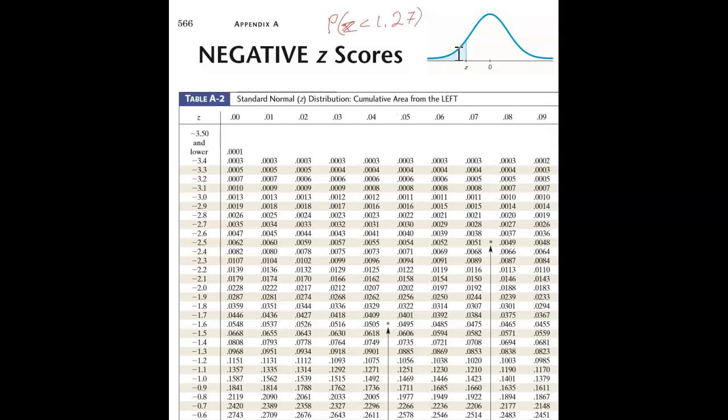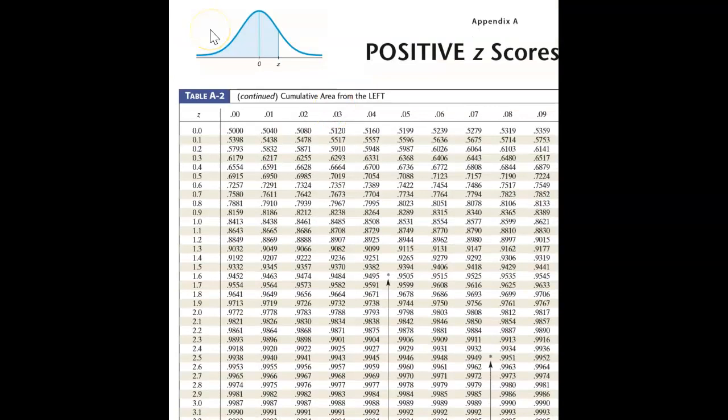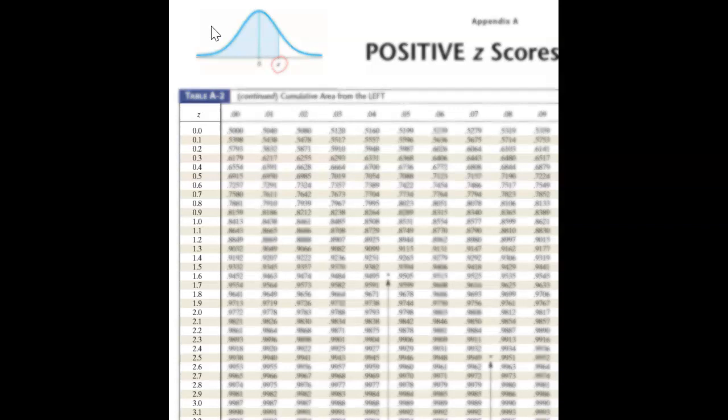1.27 will be a positive z-score, so we will look at the part that says positive z-scores. And the graph in the table will show us that the probabilities will be on the left of the z-score. The probabilities are located in the middle of the table. On the left side, you will find a z-score to 1 decimal, and then we need to go to the top of the table and find the second decimal.